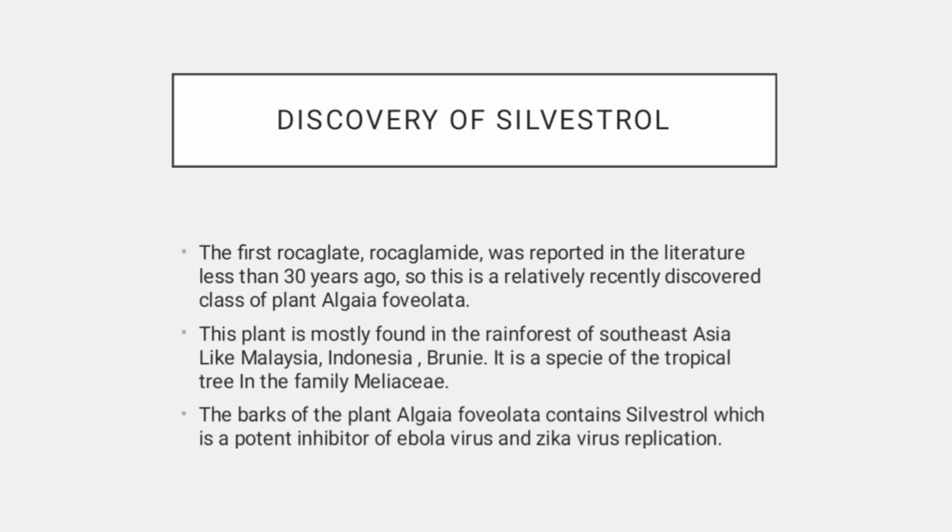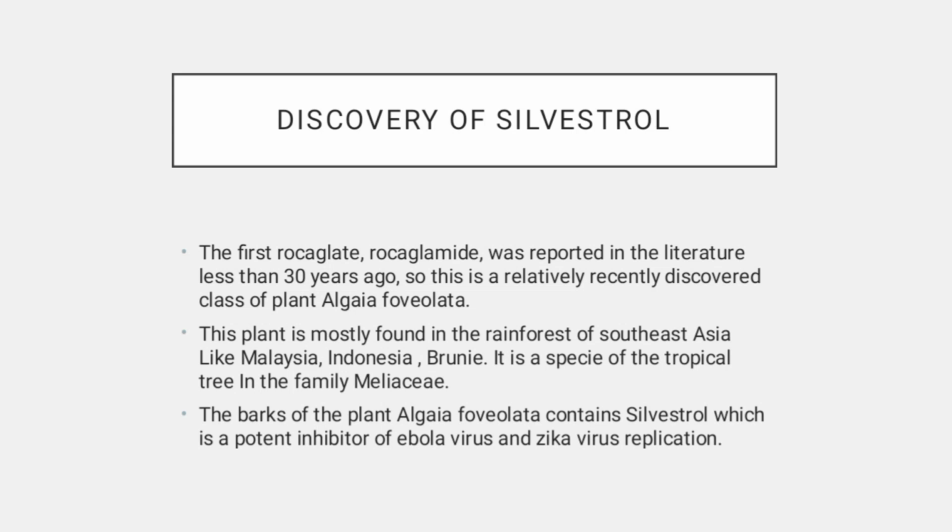First of all, I am going to give you an overview of the discovery of Silvestrol. The first rocaglate, rocaglamide, was reported less than 30 years ago, and this is a relatively recently discovered class from the plant Aglaia foveolata. This plant is mostly found in the rainforests of Southeast Asia, in countries like Malaysia and Indonesia. The bark of the plant Aglaia foveolata contains Silvestrol, which is a potential inhibitor of Ebola virus and Zika virus.